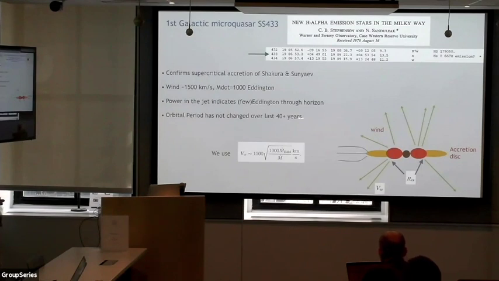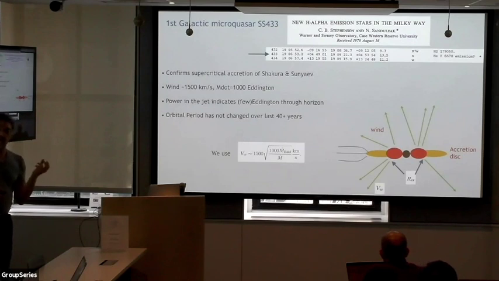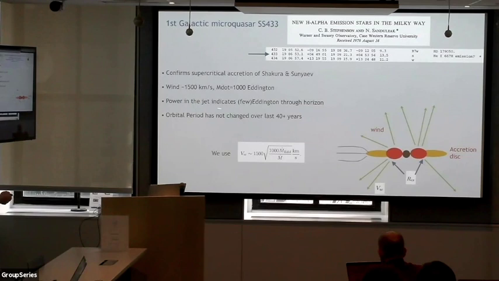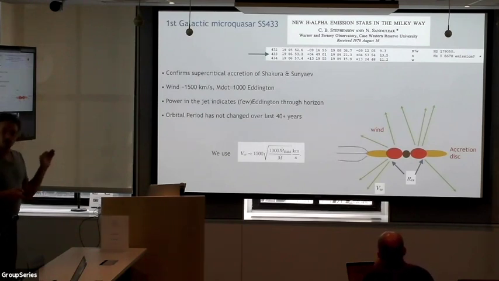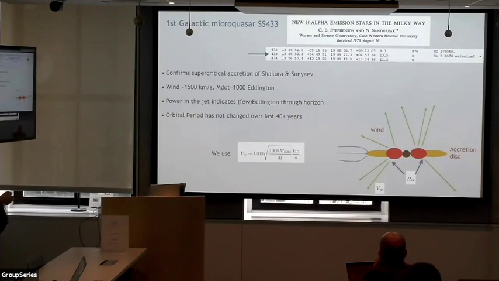You also have jets, and jets can serve basically as a calorimeter of the amount of stuff that goes through the horizon. So by measuring the power in the jets, you do see that only a small fraction of this m dot actually gets to the black hole here. Okay, and one remarkable thing is that people have been measuring this 13.1 day orbital period, and it hasn't changed over the last 40 years, even with this huge accretion rate. So, I think it's a remarkable system, and not everything is understood about it.